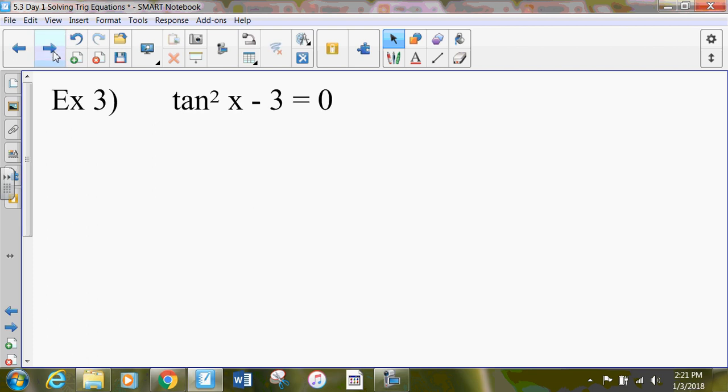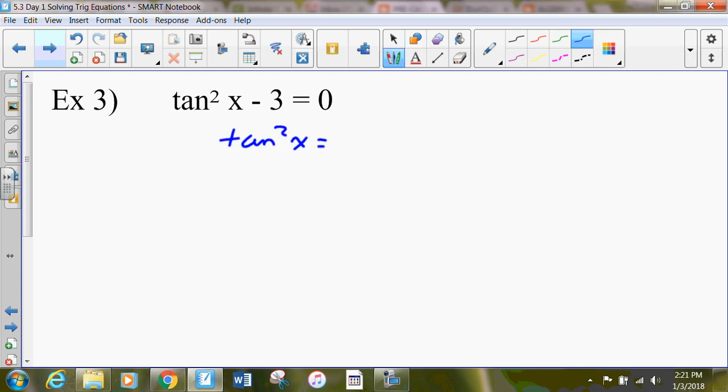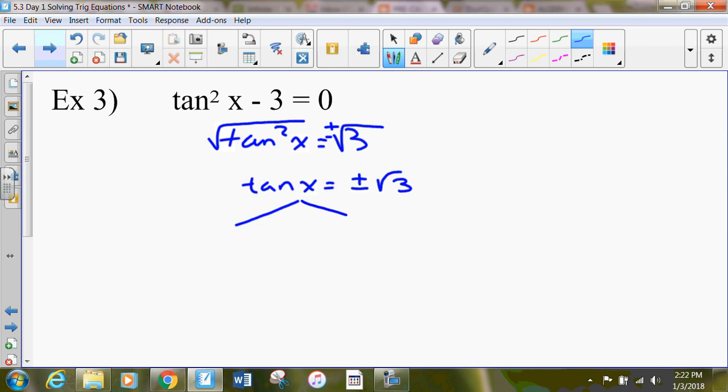Okay, so here we want to get tan alone, so we're going to add 3 to both sides. And we're going to take the square root of both sides. If we take the square root of both sides, we get tan x is equal to plus or minus root 3, right? If I take the square root of both sides, I have to put a plus or minus in front of my number, which gives me two problems, right? We want to find all the angles whose tan is equal to a positive root 3, and we want to find the other angles whose tan is equal to a negative root 3.